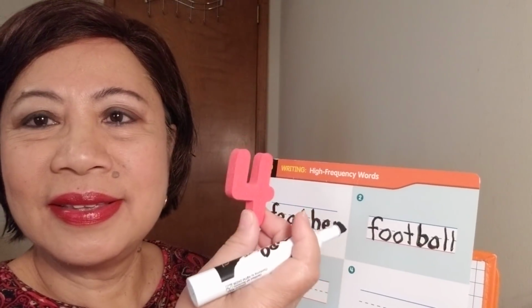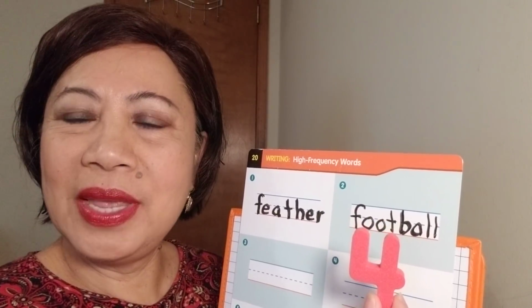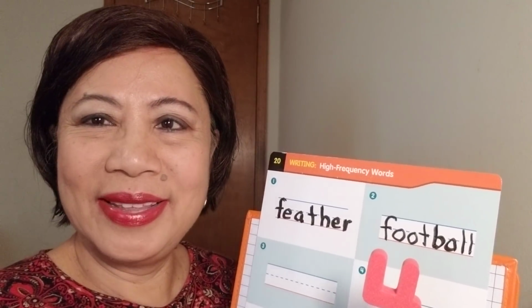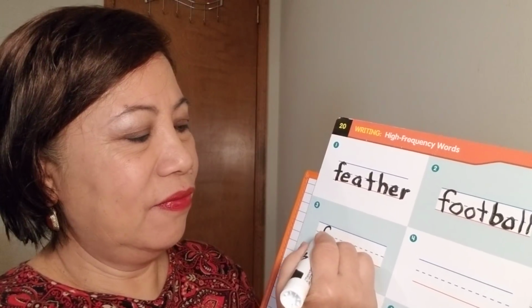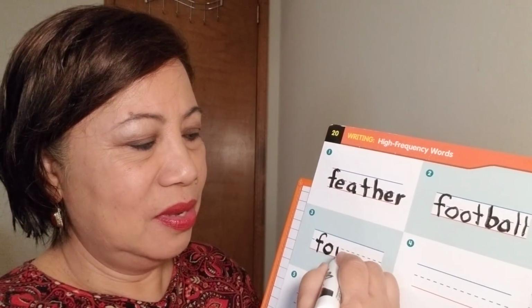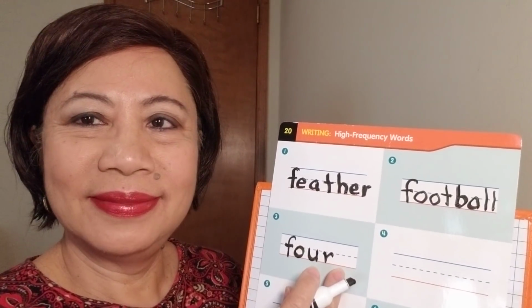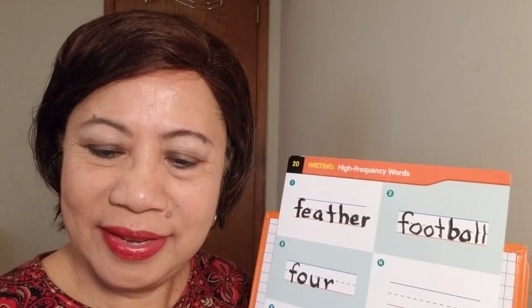What is this? That's number 4. 4 begins with letter F. How do you spell 4? Let's write it down. F-O-U-R. 4. Very good. All right, let's look at another one.